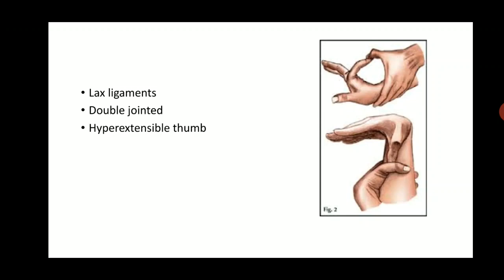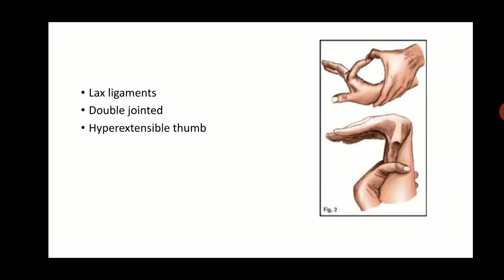The ligaments of these patients are very lax because there is absence of fibrillin. The ligaments do not have enough elastic tissue, so they are very lax. Hence these patients can bend their fingers backwards and touch the dorsum of the arm. They can bend their thumb and touch the wrist.